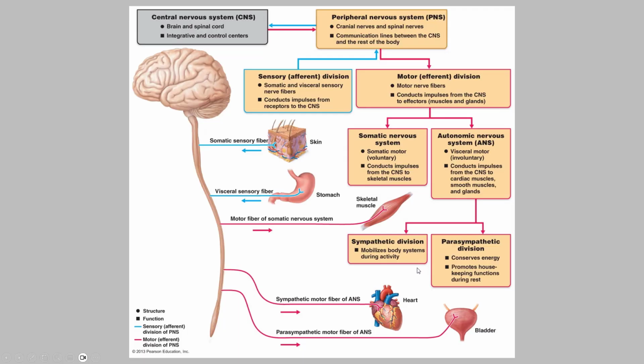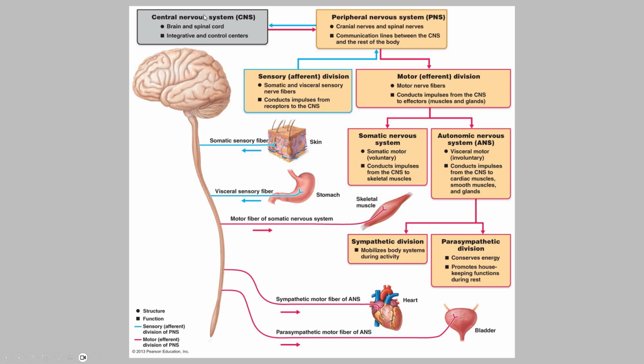So now here we are looking at the different divisions of the nervous system, and there's a lot of divisions. I like to say it's kind of like those Russian nesting dolls. Each time you get to a new division, that new division has deeper divisions underneath it. So at the biggest level, we have the central nervous system and the peripheral nervous system.